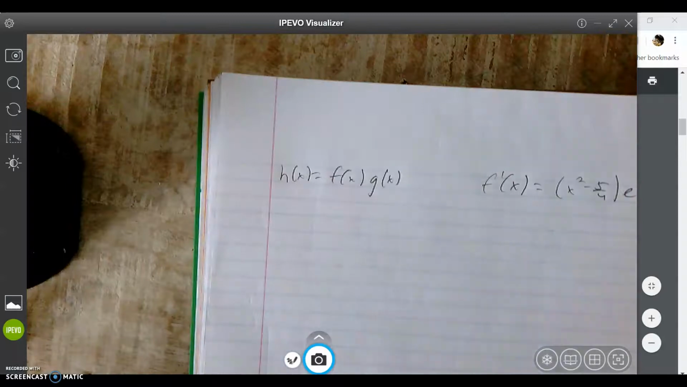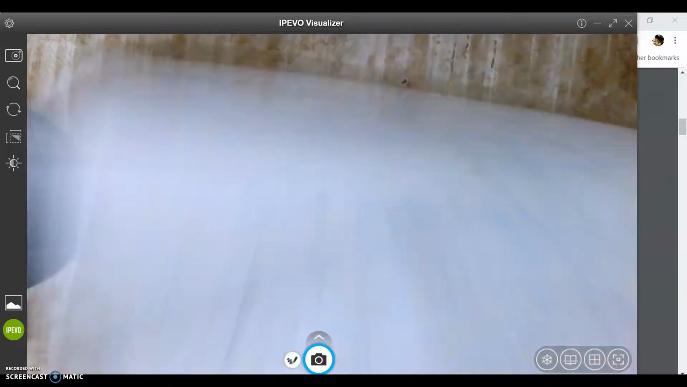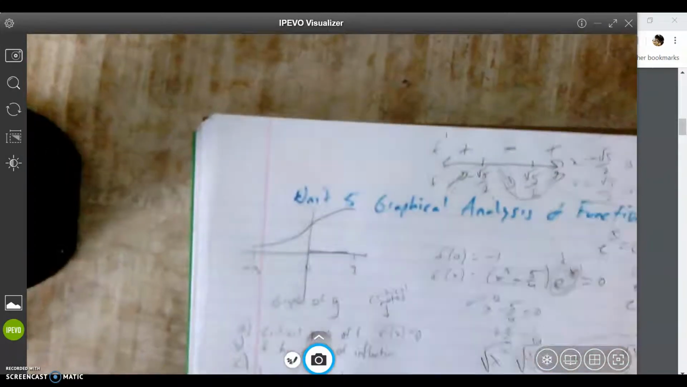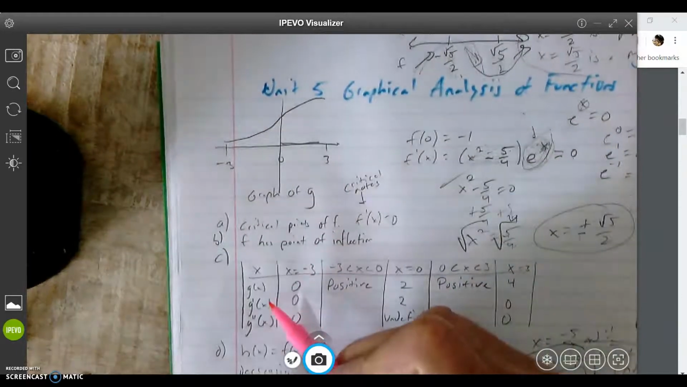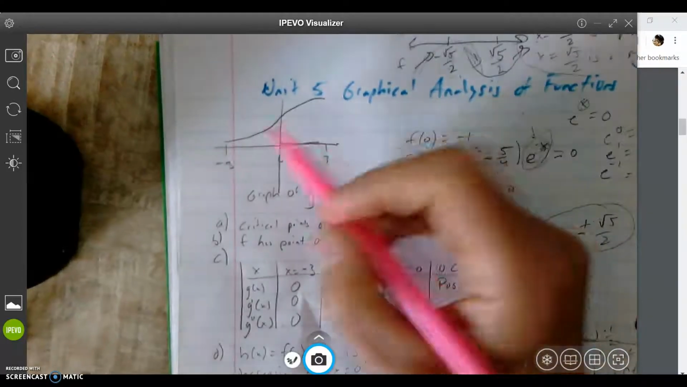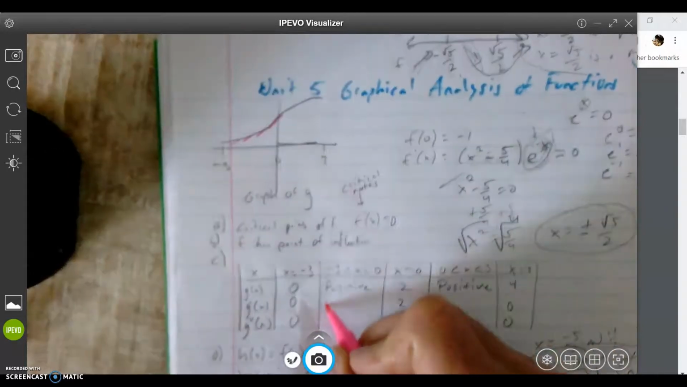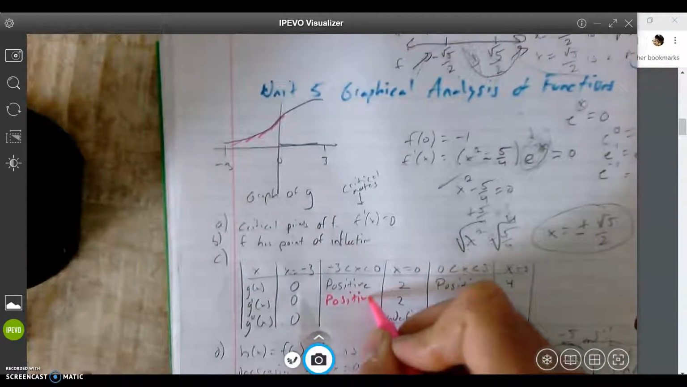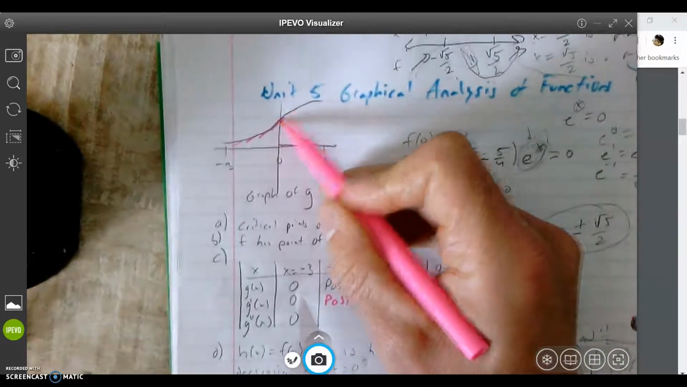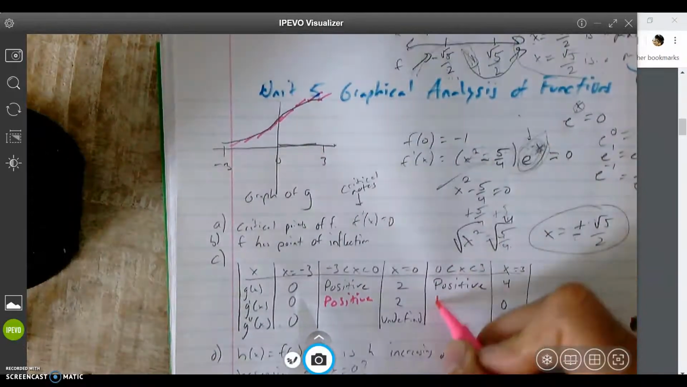I wrote a little thing. Let me get to the right page. Here's G, a little graph. It kind of looks like that. G prime means the slope of this. Between -3 and 0, this slope is always positive. And from 0 to 3, if I'm drawing tangent lines, that's also positive.